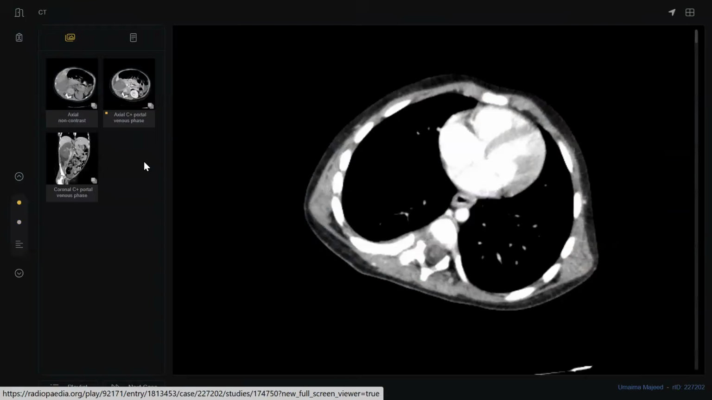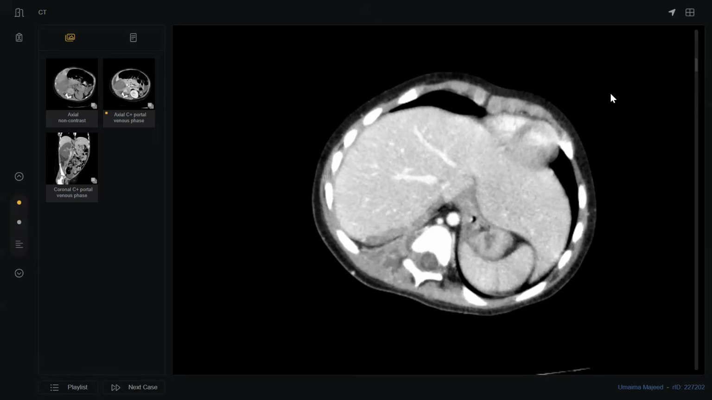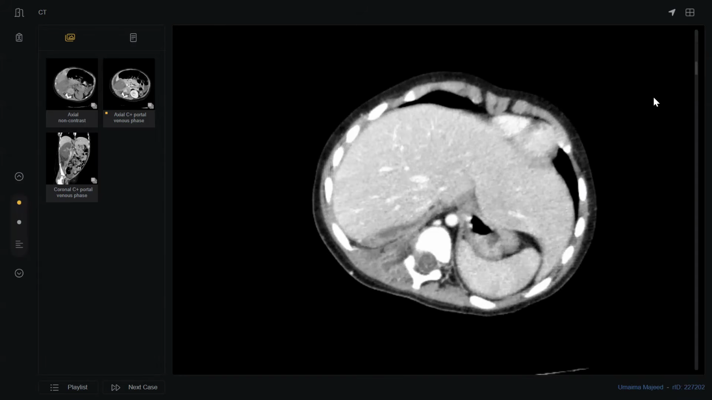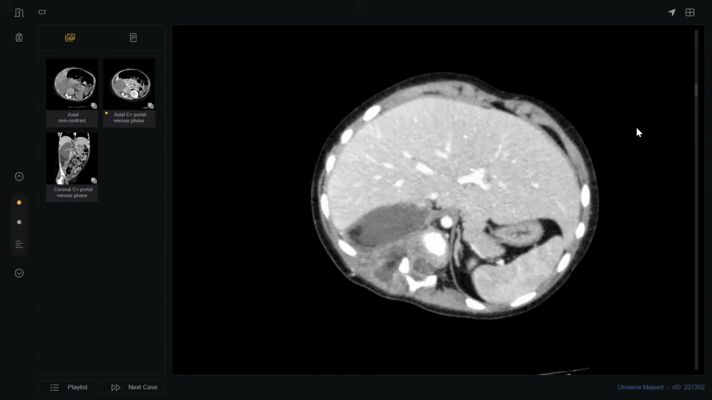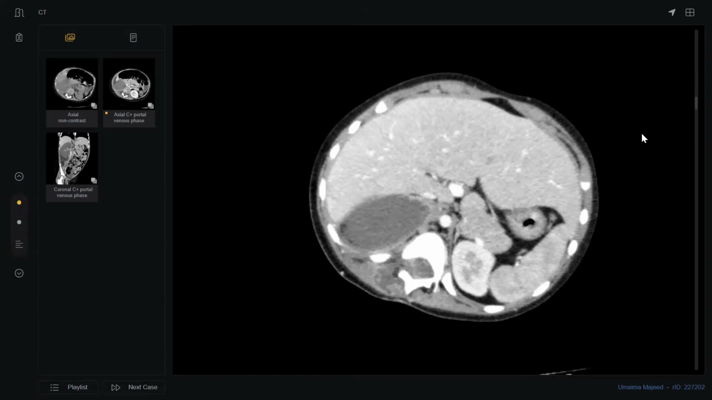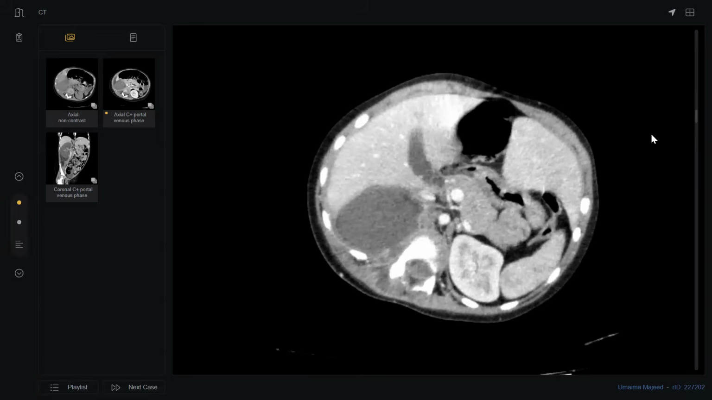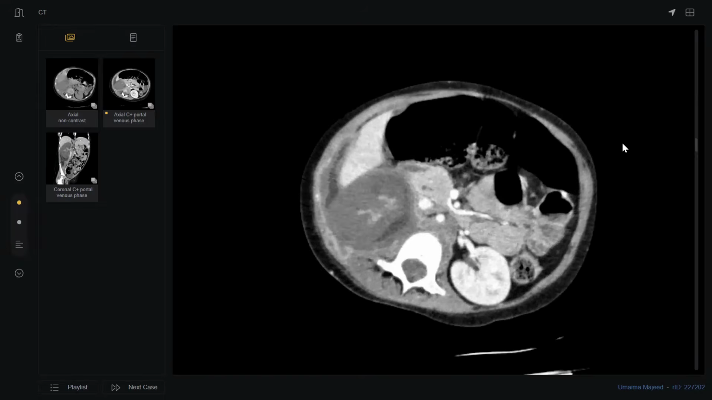CT abdomen pelvis with contrast. Okay. Scroll, please. Yes, sir. Sir, I've requested control. Okay. This is CT abdomen pelvis with contrast, axial images. I'll first scroll through the series.